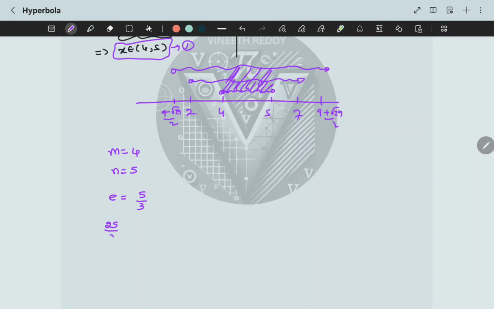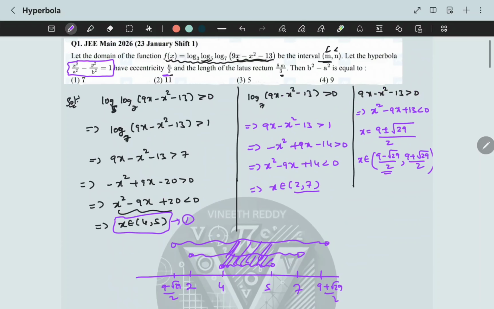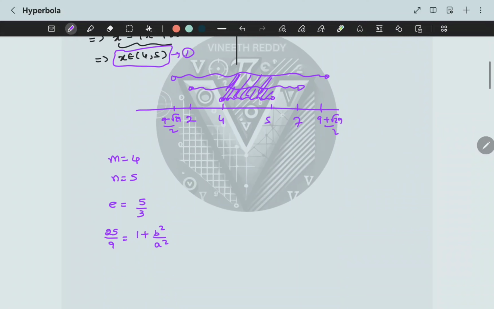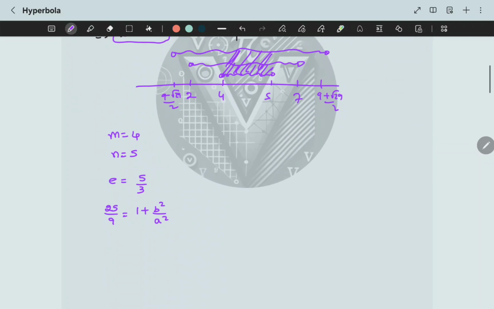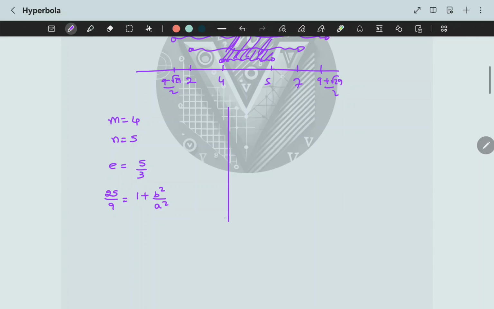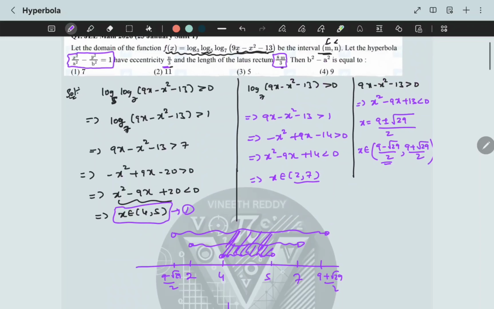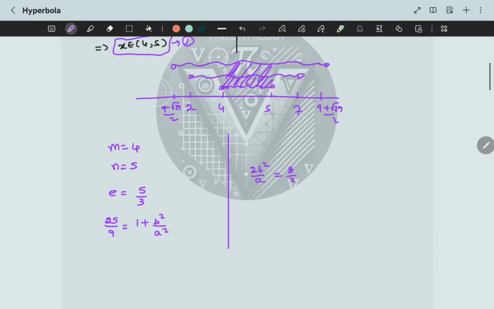Now if I square it, I get 25 by 9 is equal to 1 plus b square divided by a square. Let me just check the hyperbola. Yes, it is a standard hyperbola, so it should be 1 plus b square by a square. Acha, length of the latus rectum is 8m upon 3, dear students. So length of the latus rectum is 2b square by a is equal to 8m by 3. That means 8 by 3 into m, which is 4.